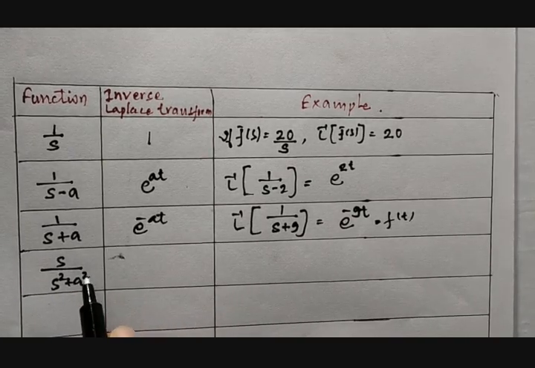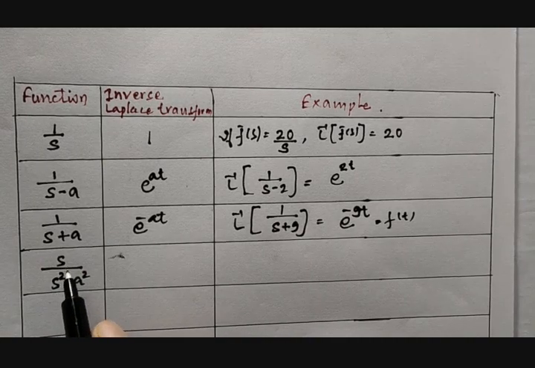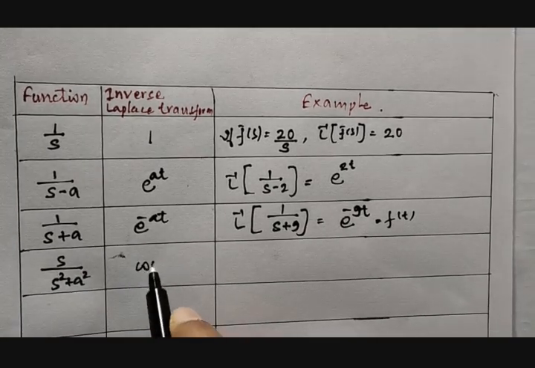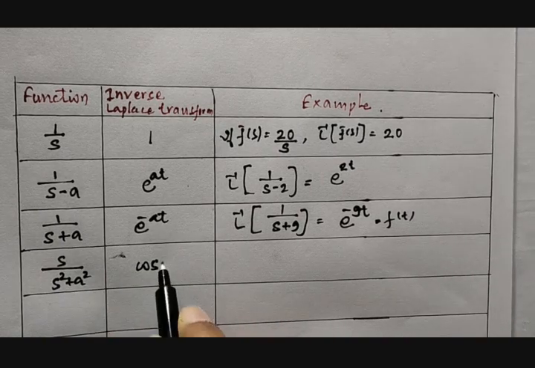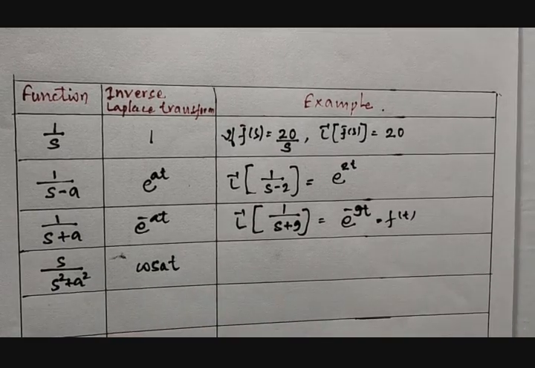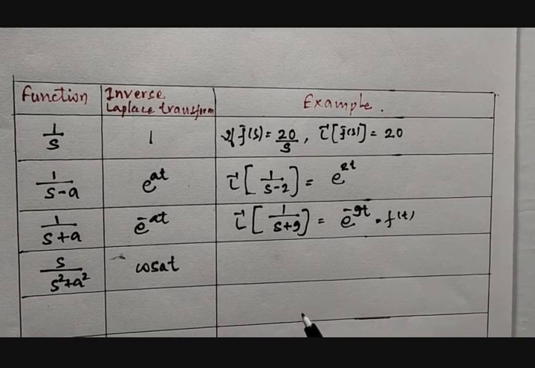We can see if s comes 100%, it leads to cos. First we write cos. Then here you can see it is a square, means a comes. Then it will be converted into t function. So it is cos at.